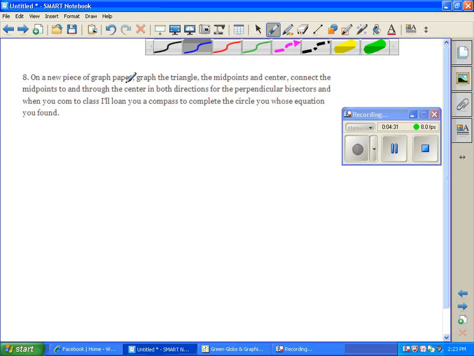Okay, on a new piece of graph paper, graph the triangle, the midpoints, and the center. Connect the midpoints to and through the center in both directions for the perpendicular bisectors. And when you come to class, I'll loan you a compass to complete the circle whose equation you found. You don't actually have to do this if you're in one of my distance classes, but if you're on campus, you need to do this. That's the last step. It's self-explanatory, and that is the whole lab.